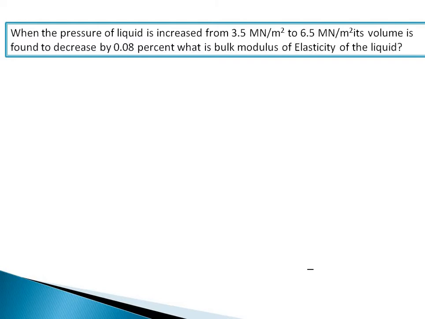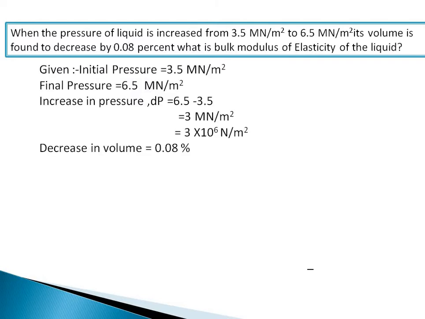Now in this problem we have given the change in pressure. The pressure of the liquid increases from 3.5 to 6.5, and the change in volume is also given as 0.08%. Now the change in volume is given in terms of percent. So we have to calculate the bulk modulus of elasticity for the given liquid.